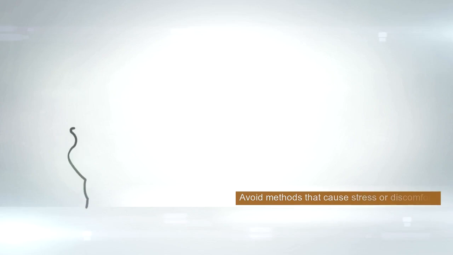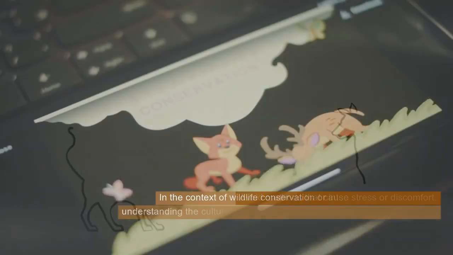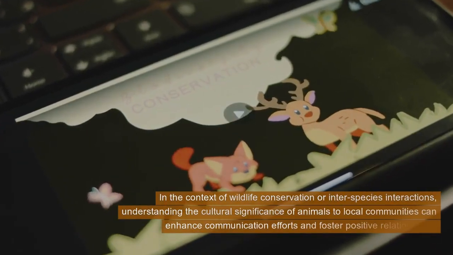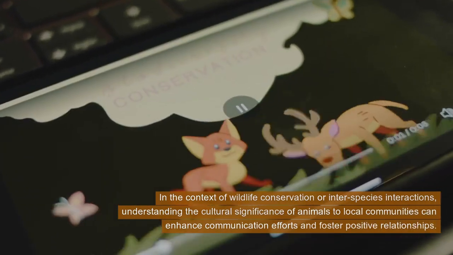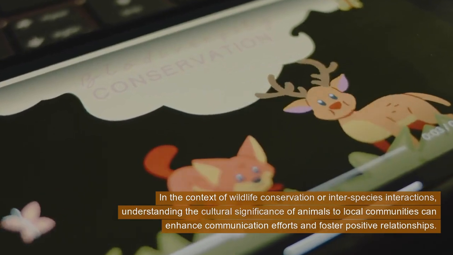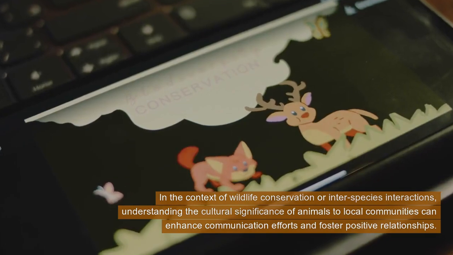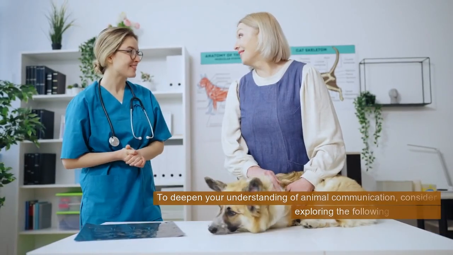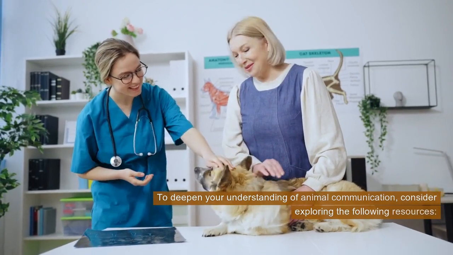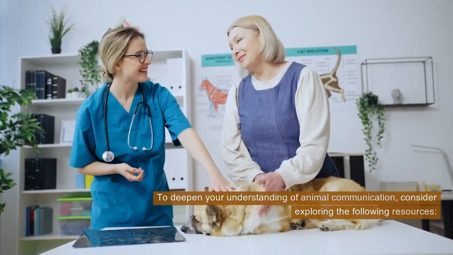Avoid methods that cause stress or discomfort. In the context of wildlife conservation or interspecies interactions, understanding the cultural significance of animals to local communities can enhance communication efforts and foster positive relationships. To deepen your understanding of animal communication, consider exploring the following resources.